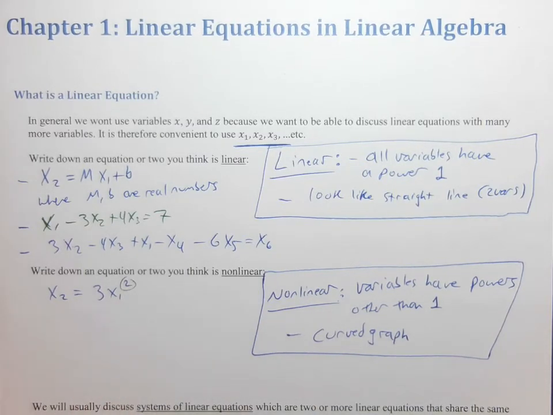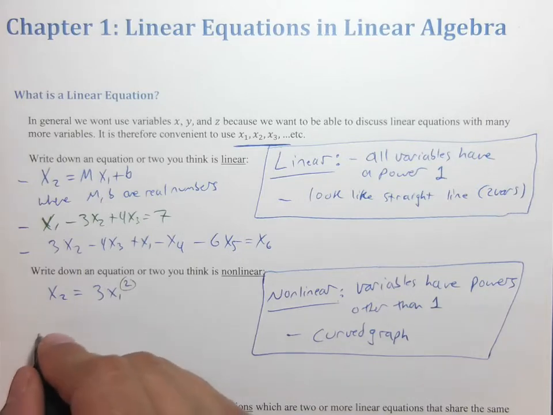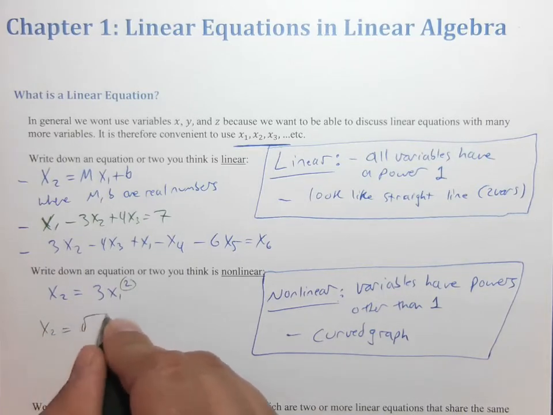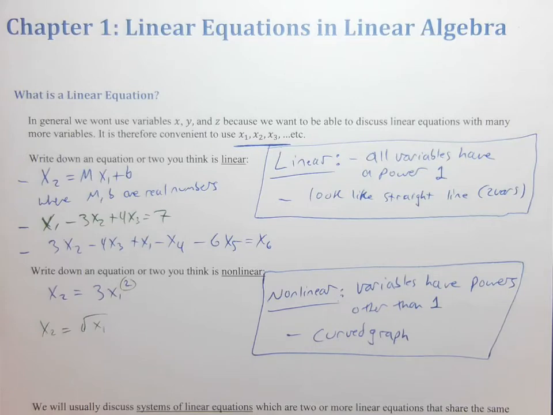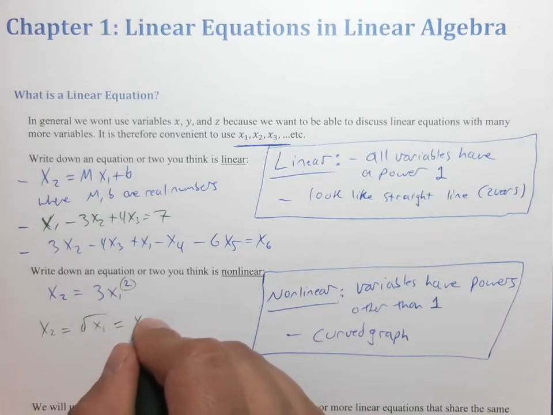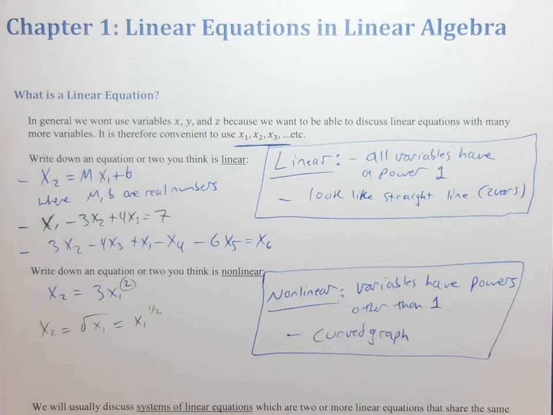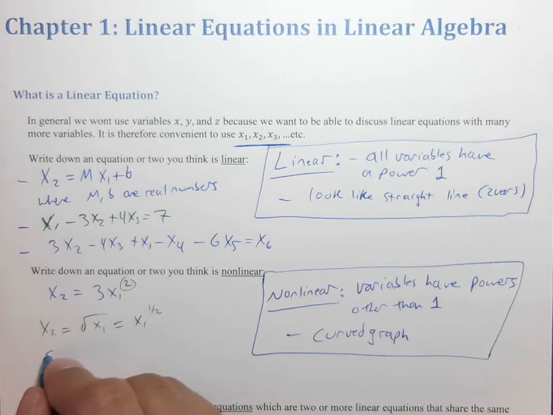But it doesn't have to be powers necessarily bigger than 1, right? They could also be fractional powers. So something like x2 equals square root of x1 is nonlinear because we could think about that as a power of 1/2, right? Square root has a power of 1/2, and so that's also a nonlinear equation. And there's lots of different examples like that we could come up with that are nonlinear, just to throw a couple out there that don't quite fit into this powers other than 1 box.